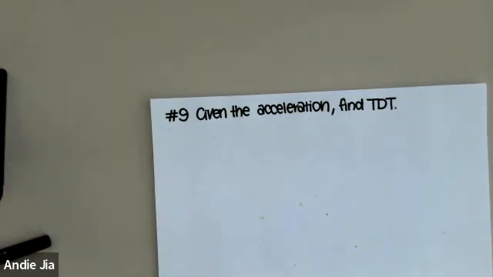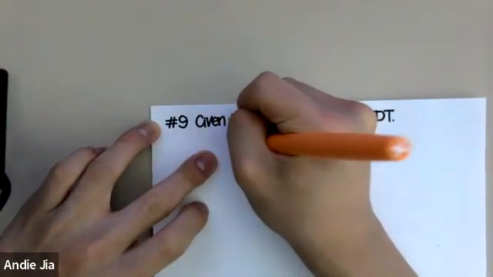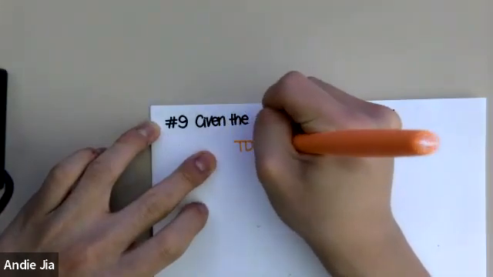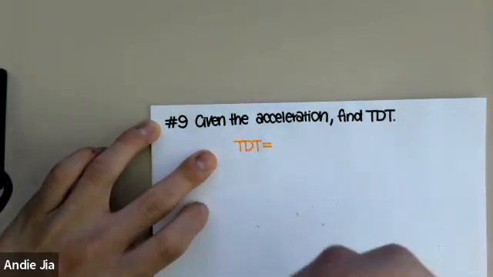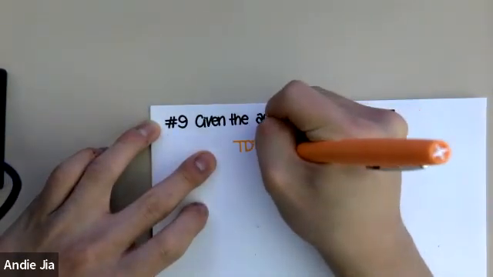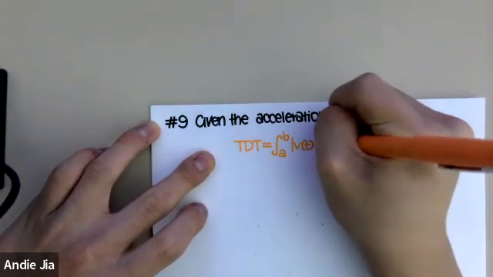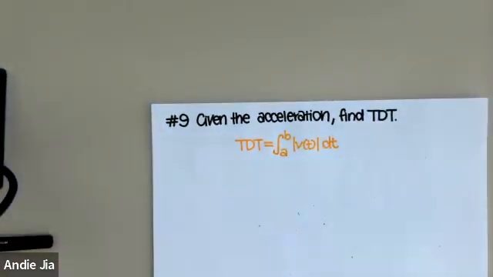So for TDT, we need to find the velocity function by integrating the acceleration function. TDT over a fixed period of time is the integral from a to b of the absolute value of v(t) dt. So the first step is to find the velocity function based on the initial conditions.